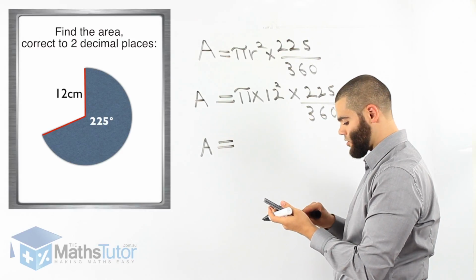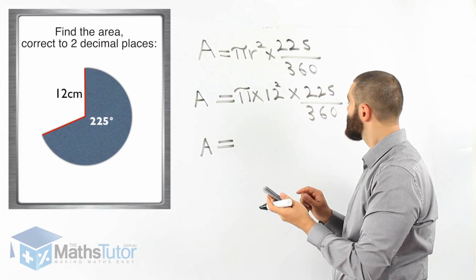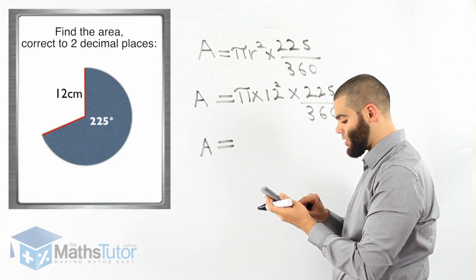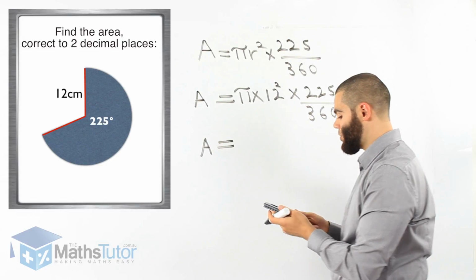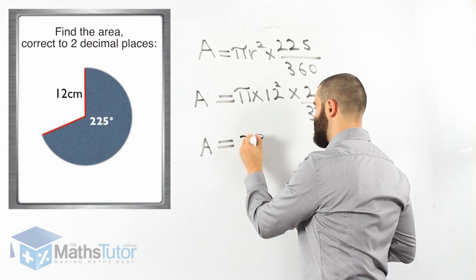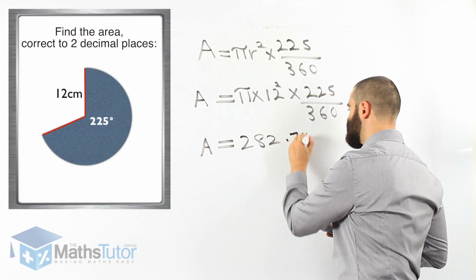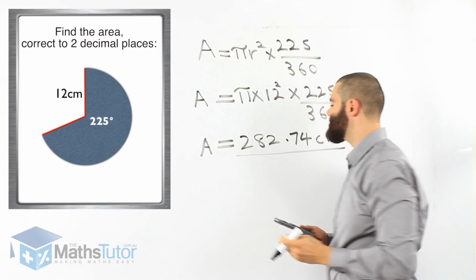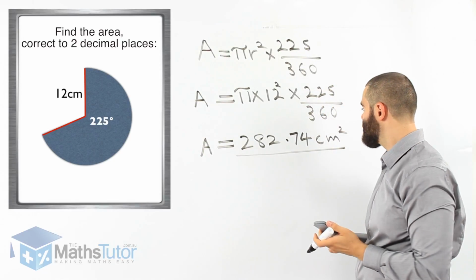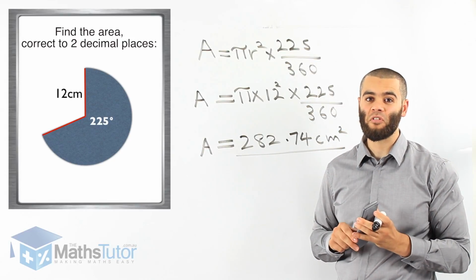Pi times 12 squared times 225 over 360. We press equals. 282.74 square centimeters to 2 decimal places. So 282.74 square centimeters, that is the area of that portion of the circle.